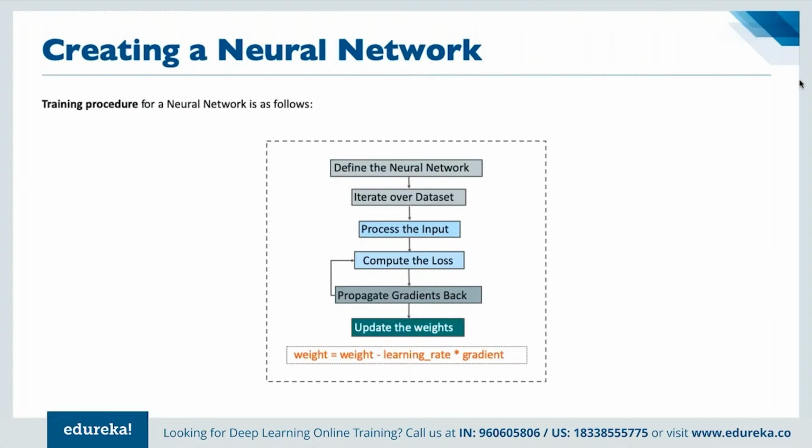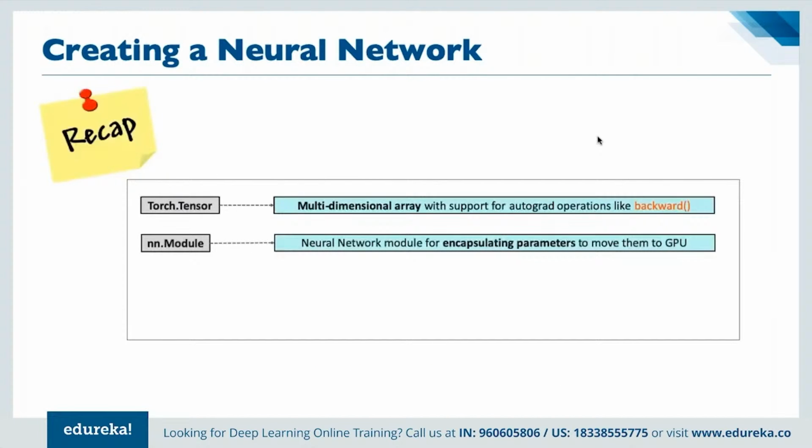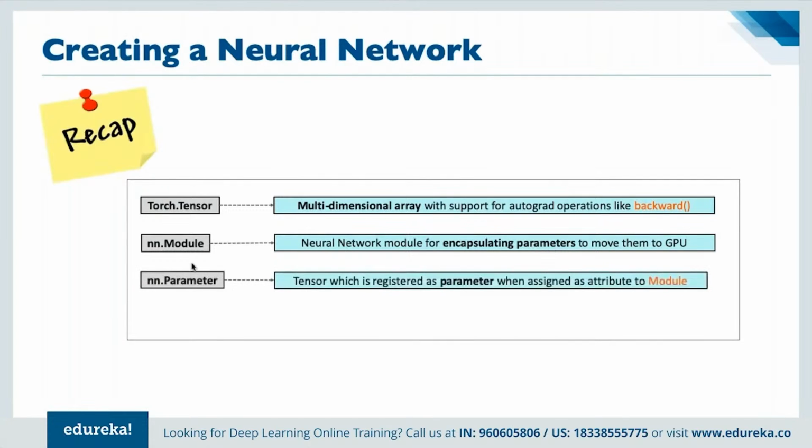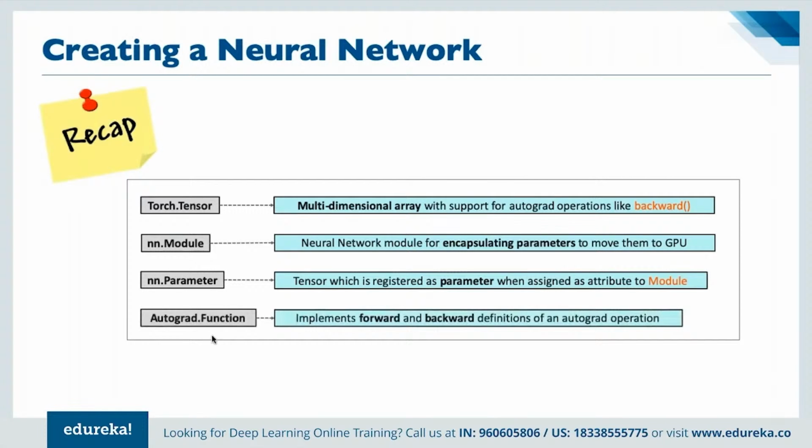First of all, we have the torch tensor. In torch, a tensor is simply a multi-dimensional array with support for autograd operations, like we have for backward. Then we have the nn module, which is simply a neural network module for encapsulating parameters. Then we have parameter, which is simply a tensor that is registered as a parameter. And then we have the autograd function, which helps us implement forward and backward definitions as part of the autograd definition altogether.